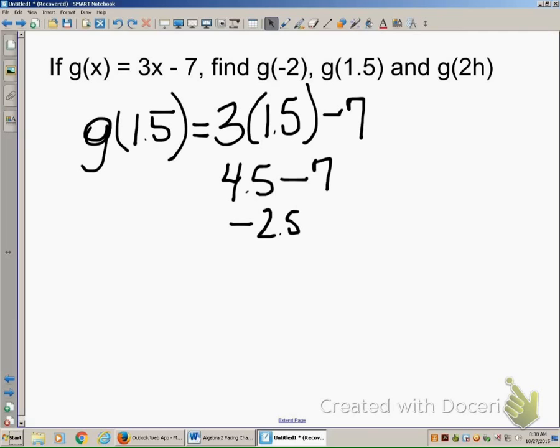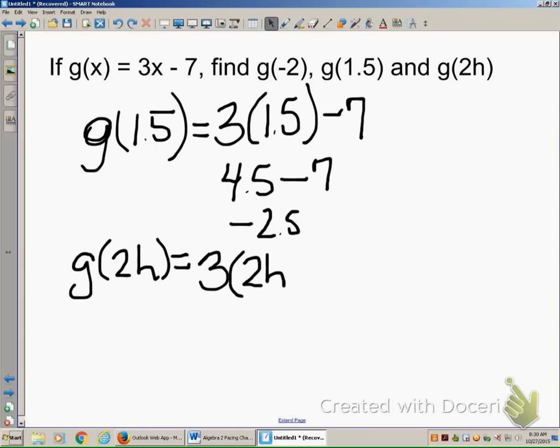Okay, let's plug in the g of 2h. G of 2h. So instead of x, I now am plugging in a 2h, but everything else remains the same. 3 times 2h is 6h. 6h minus 7. I can't simplify it any further because this term has an h, this term doesn't. So that is my final answer, 6h minus 7.